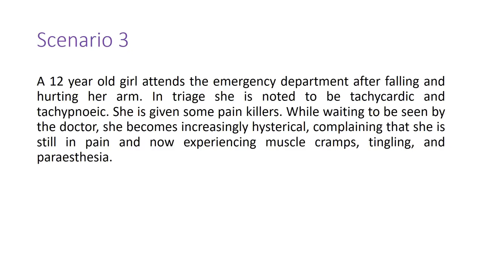Take another scenario. A 12-year-old girl attends the emergency department after falling and hurting her arm. In triage, she's noted to be tachycardic and tachypneic. So she's got a fast heart rate and a fast respiratory rate. She's given some painkillers while waiting to be seen by the doctor. She becomes increasingly hysterical, complaining that she's still in pain and now experiencing muscle cramps, tingling, and paresthesia.